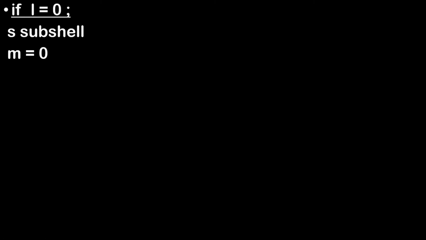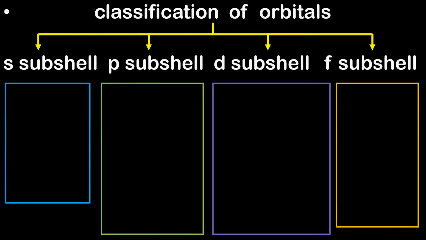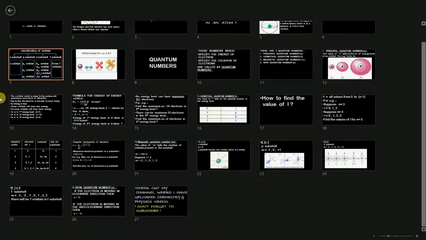Okay. Moving ahead, since the value of m is equal to 0, so how many values does m have? m has only one value, that is 0. Since m has only one value, therefore S subshell will consist of only one orbital, and that is nothing but your S orbital. Now I hope you might have understood why I said over here that this S subshell will have only one orbital.